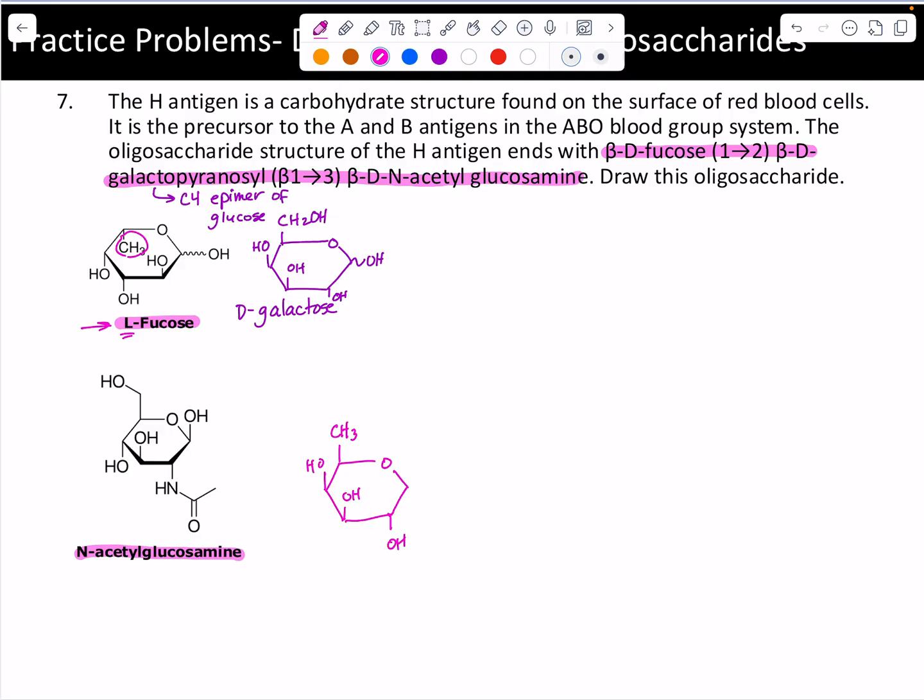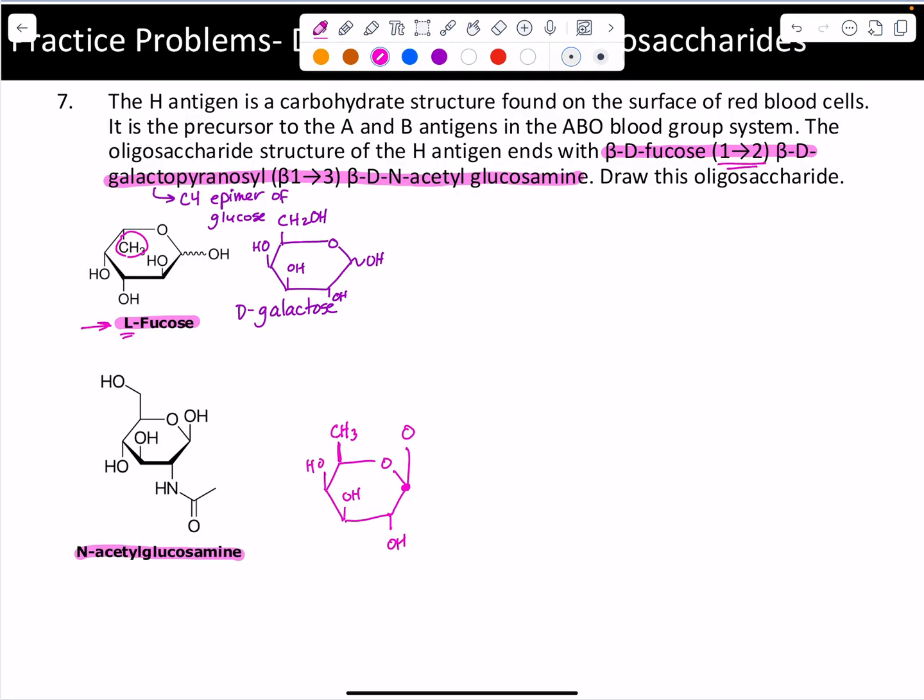Now I need to make this beta. So beta is going to have that anomeric hydroxyl, same side as my 6 carbon. So that goes up, and it's going to have the oxygen for the glycosidic bond. And so here's my 1 of the 1 to 2.